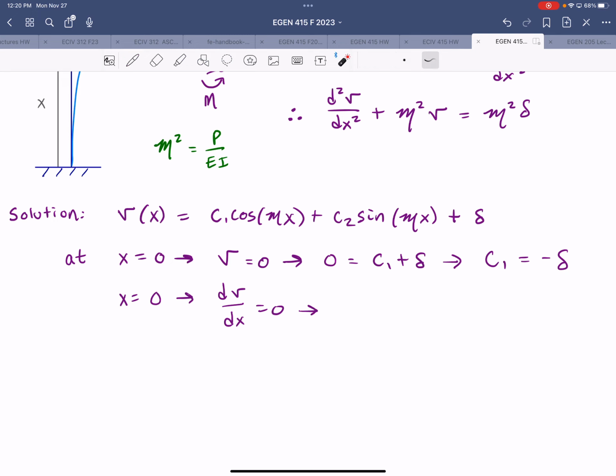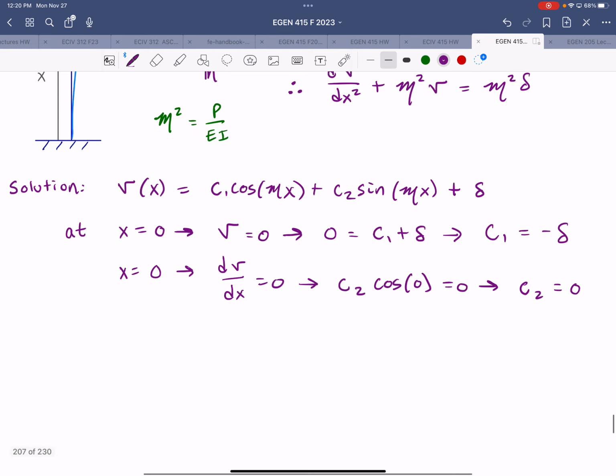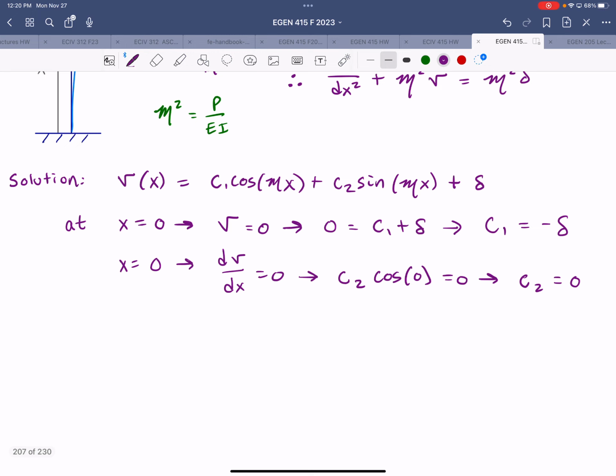So if we take the first derivative of this expression, plug in 0 for x, and set that equal to 0, we have C2 times cosine of 0 is equal to 0. So that means C2 is equal to 0. So now we have our deflection expression equal to delta times, in parentheses, 1 minus cosine of lowercase mx.